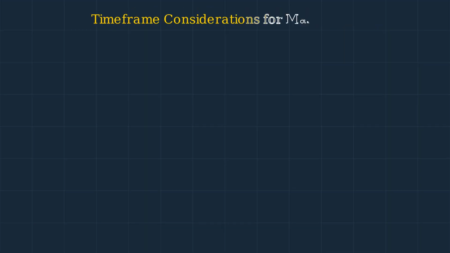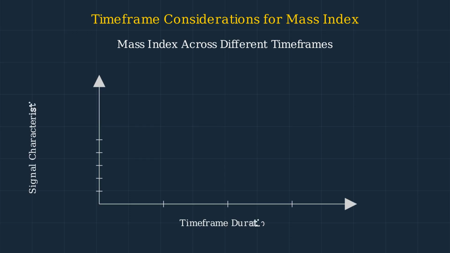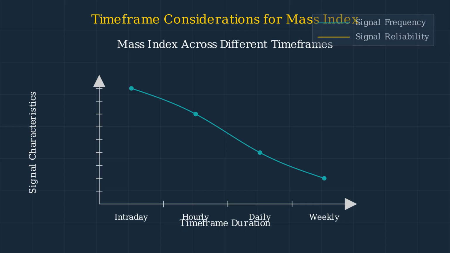The mass index can be applied to various timeframes, from intraday charts to weekly analysis. Let's explore how the effectiveness of mass index varies across different timeframes. On shorter timeframes like intraday charts, the mass index generates more frequent signals, shown by the teal line. However, signal reliability, shown by the gold line, tends to be lower on these shorter timeframes.